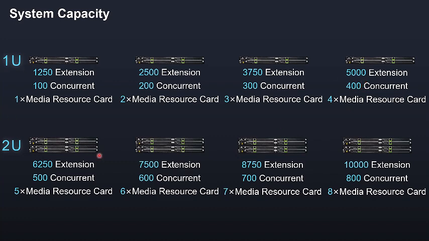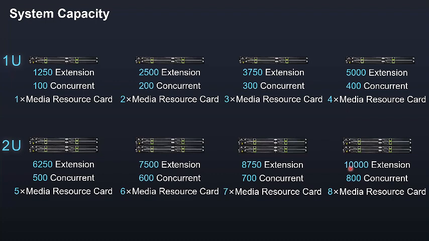For the dual unit, it already has 5 media resource cards with a capacity of 500 concurrent calls and 6,250 IP extensions. With 6 media resource cards, that is 600 concurrent calls and 7,500 extensions. Then if you have 7 cards, 700 concurrent calls and 8,750 extensions. And for the full 8 media resource cards, the capacity is 800 concurrent calls and 10,000 extensions.